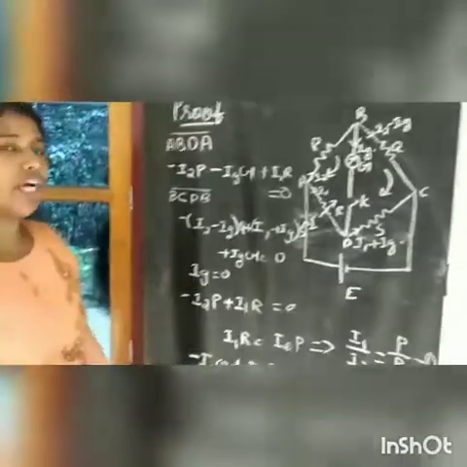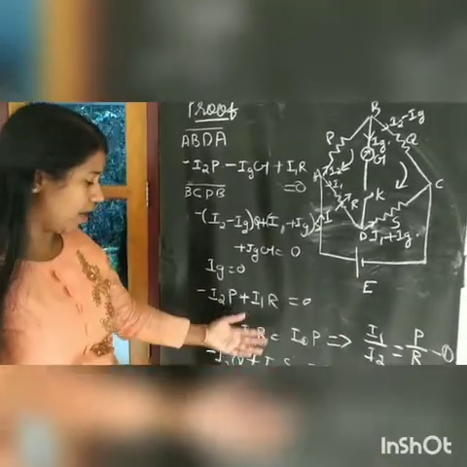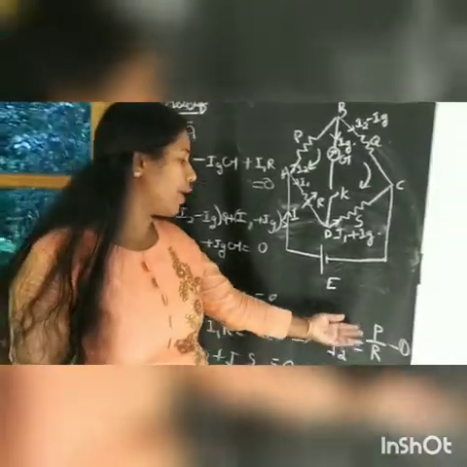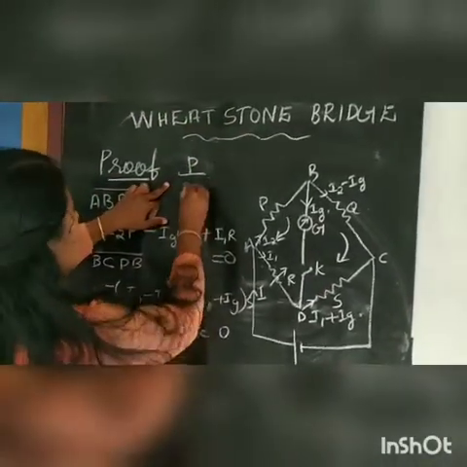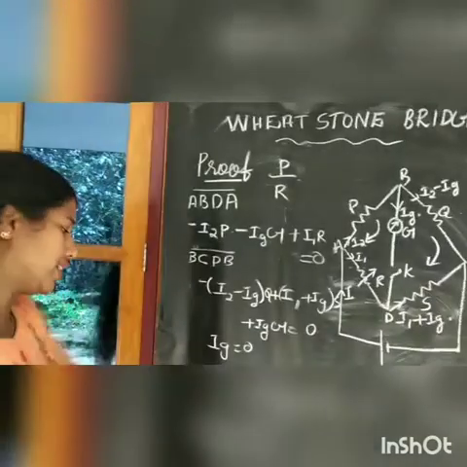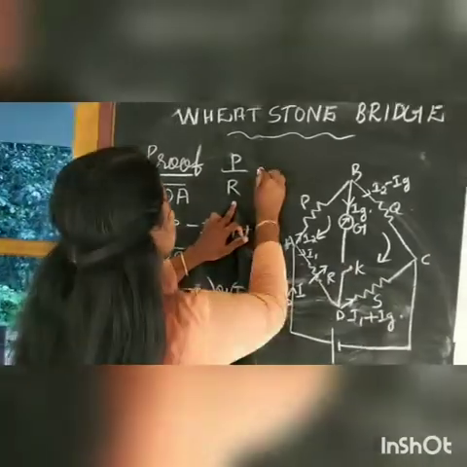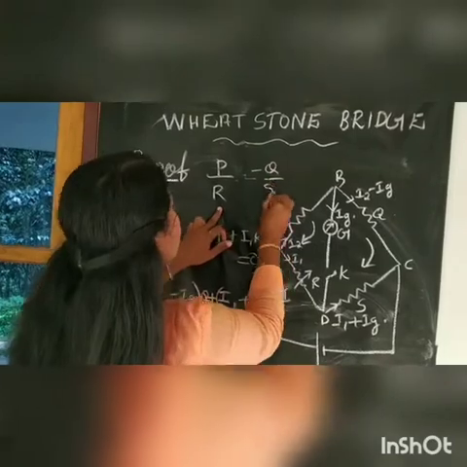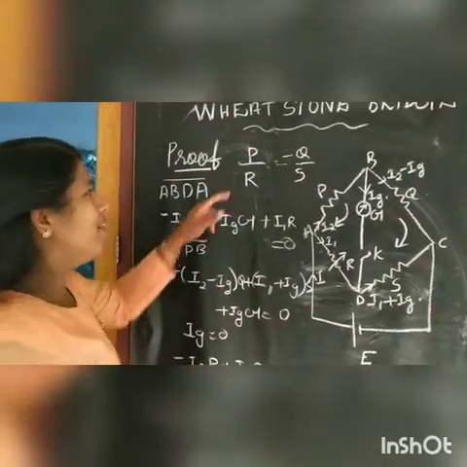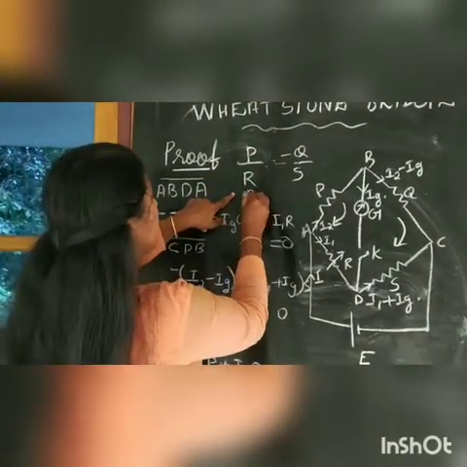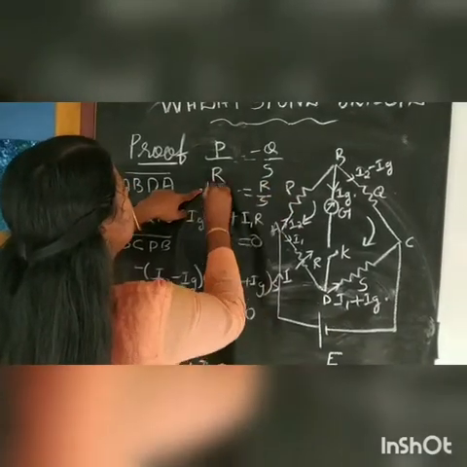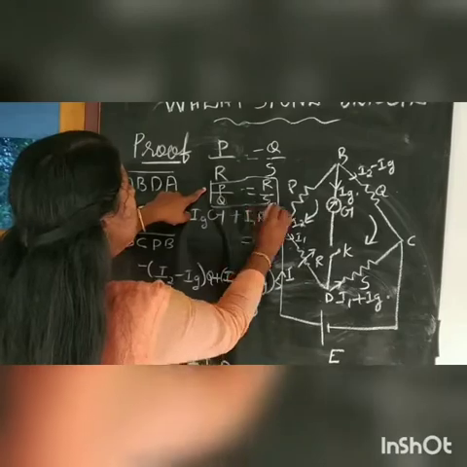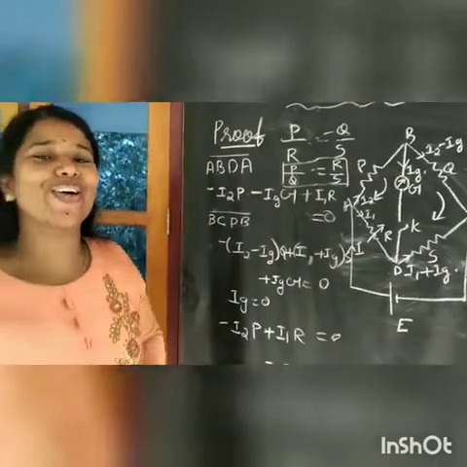From equations 1 and 2, I1 by I2 is equal to P by R and I1 by I2 is equal to Q by S. Then we can write P by R is equal to Q by S. Then we can write P by Q is equal to R by S. So our condition is this only: P by Q is equal to R by S.